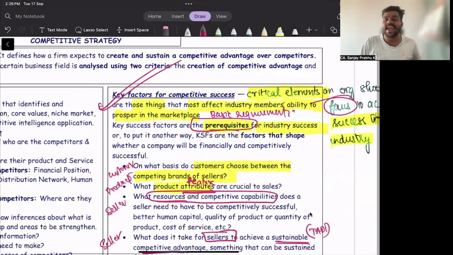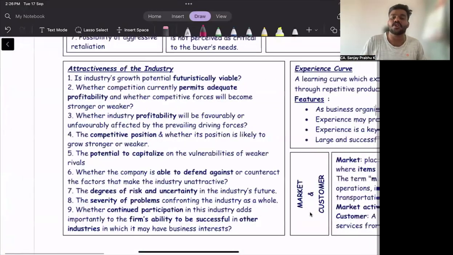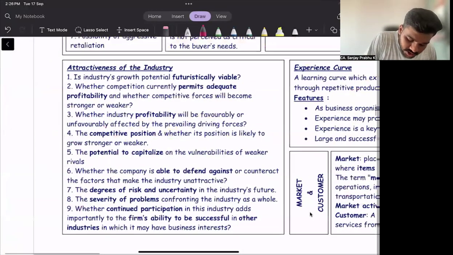We are done with KSF. I hope you are clear with this topic. Then we are moving on to the next topic, that is attractiveness of industry. What is it? Attractiveness of industry.